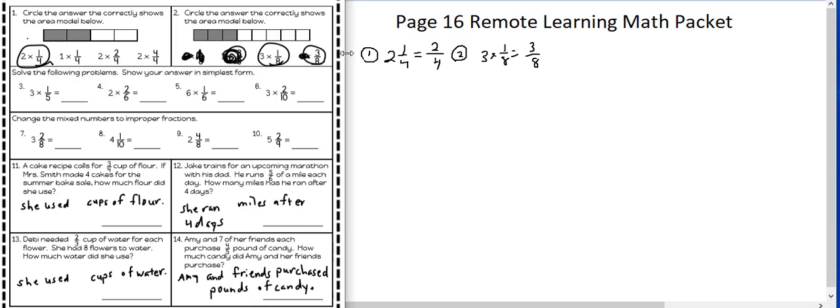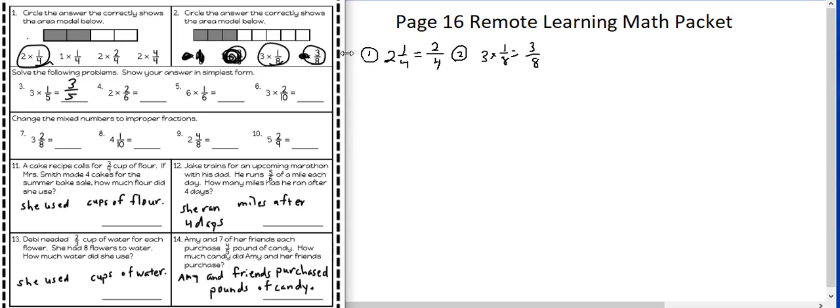Number 3, solve the following problem. Show your answer in simplest form. 3 times 1/5. All right. Well, 3 times 1 would be 3. And 5 stays the same. 5 is a prime number, so it is already in the simplest form.